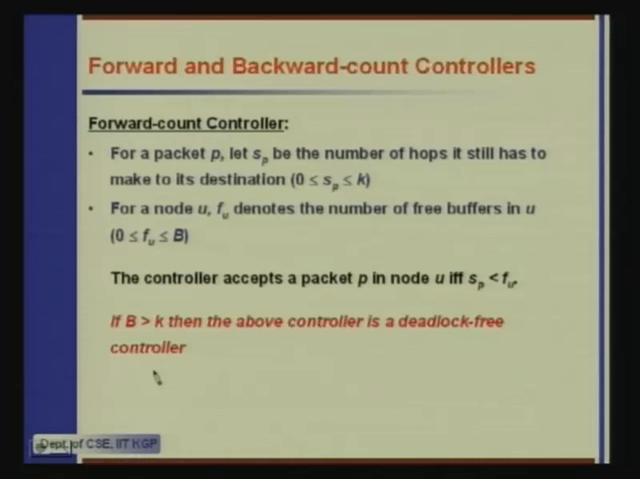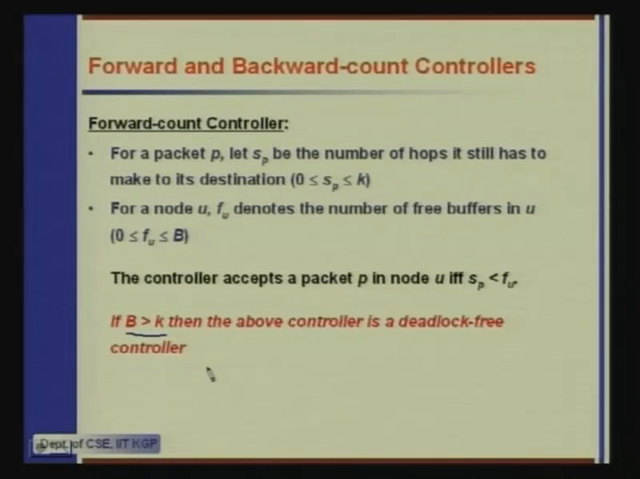Now, there is another condition that you should note here, which is that the controller is a deadlock free controller provided that B is greater than K. What is B? The number of buffers in each node. What is K? The length of the longest path for routing a packet from some node to some other node, right. So, if this holds, then the controller is a deadlock free controller.